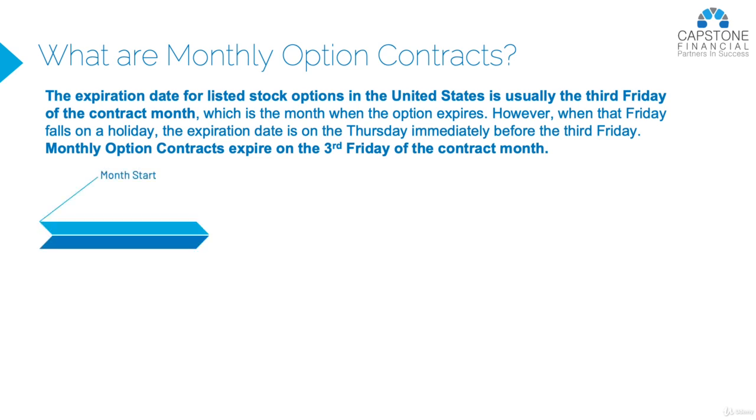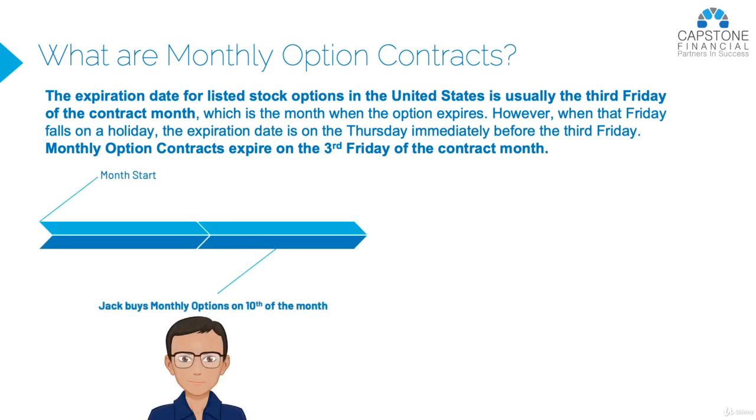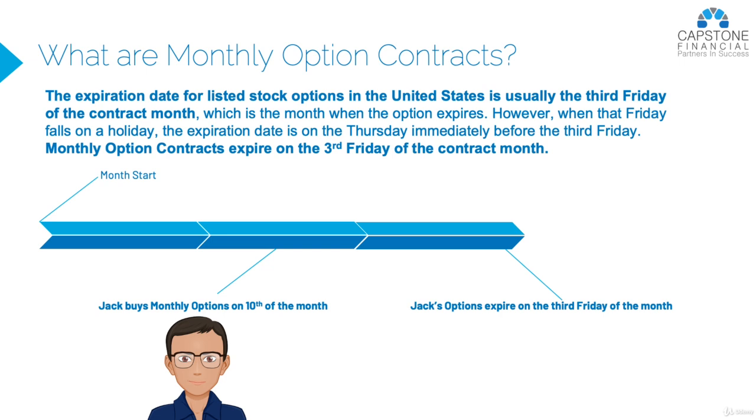So you have at the month start, Jack decides to buy his option contract on the 10th of the month. Perhaps he thinks that Tesla's earnings are going to come out and he feels as though he'd either like to hedge his risk or he'd like to speculate on the outcome of the earnings report. Jack's option expires on the third Friday of every month, and then we have the month end.